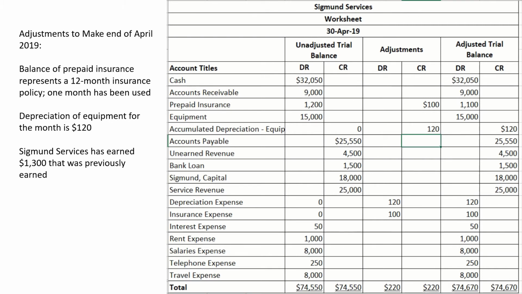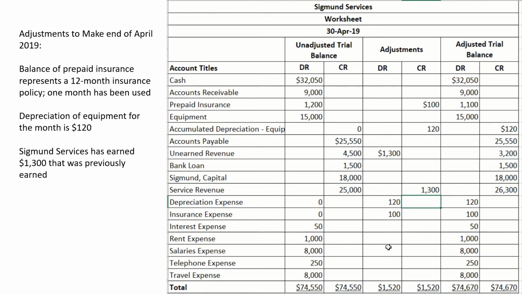The third adjustment we're asked to make is that they earned $1,300 that was previously unearned. What they're telling us is that the unearned revenue account has a credit balance of $4,500. We've now earned $1,300, so we need to reduce it, or debit it, by $1,300. And we need to increase our service revenue by the $1,300.